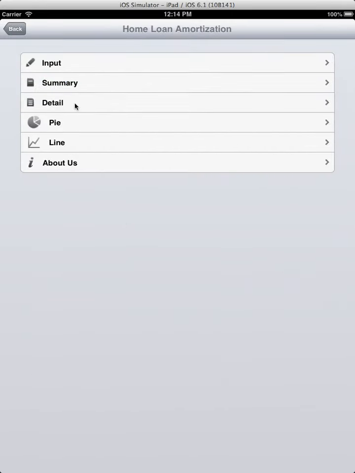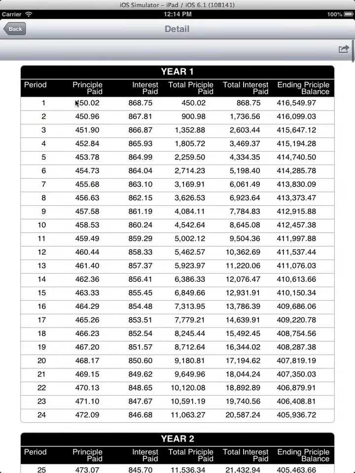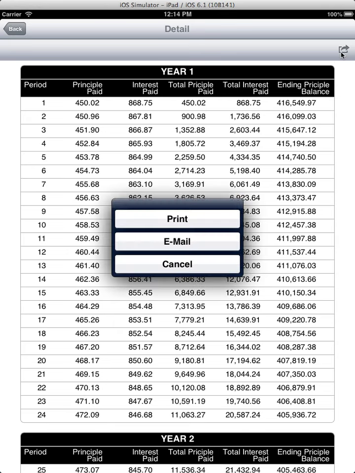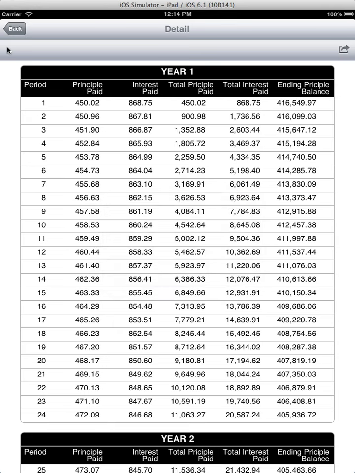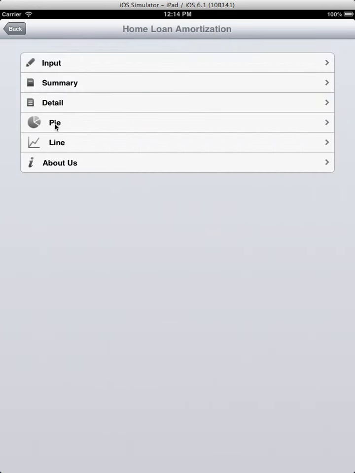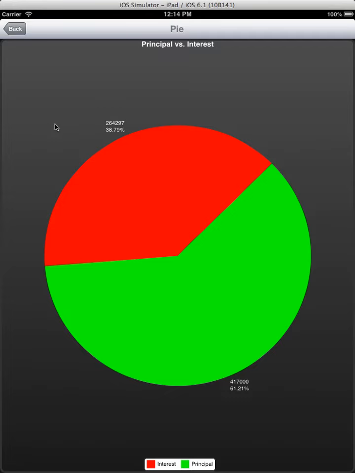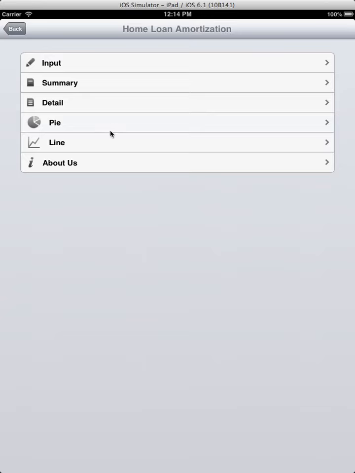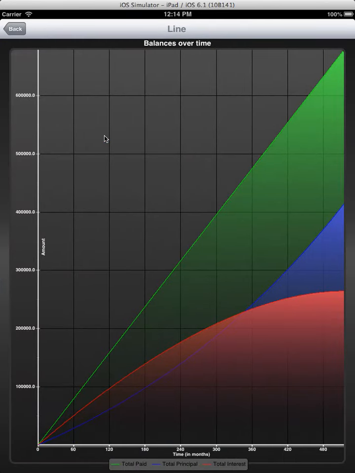And now say detail. So here is basically the amortization schedule. You can print and email as well. And then here is the pie chart of the principal versus the interest, and then various line graphs of total paid, total principal paid, total interest paid.